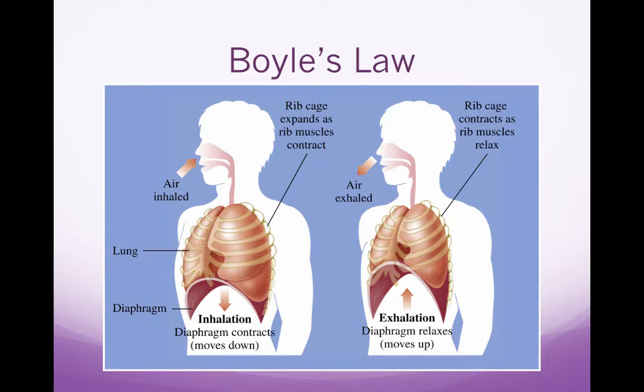Boyle's law explains inhalation and exhalation, actually. When we inhale, our diaphragm contracts and moves down. This increases the volume in our lungs, which decreases the pressure in our lungs compared to the atmosphere. The pressure in our lungs is lower than atmospheric pressure, which causes air to rush into our lungs. Then when we exhale, our diaphragm relaxes and moves up, which decreases the volume in our lungs, which increases the pressure in our lungs. Now the pressure in our lungs is greater than atmospheric pressure, so that causes air to rush out.